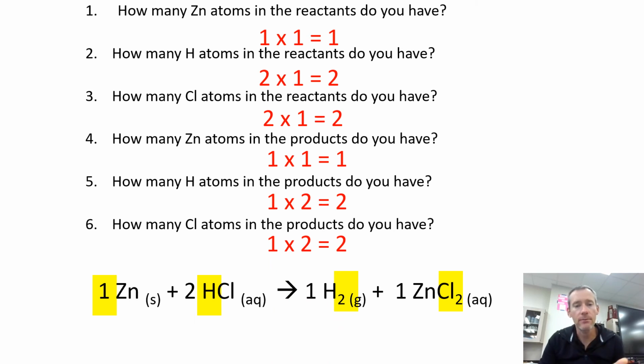Looking at all these numbers, are they the same on both sides? Zinc is 1 and 1. Hydrogen is 2 and 2, and then chlorine is 2 and 2. So they are balanced reactions.